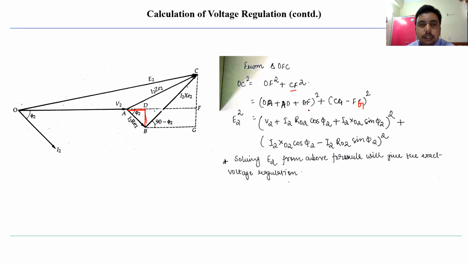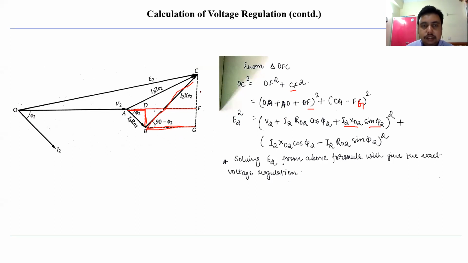If you are having DF, how can you write DF? DF can be written as I2 into X02 sine phi 2. The value of DF would be equal to this particular line segment, that is BG. So BG would be I2 into X02 cos of 90 minus phi 2, which can be written as sine of phi 2. So this will give you DF, and then you have CG.